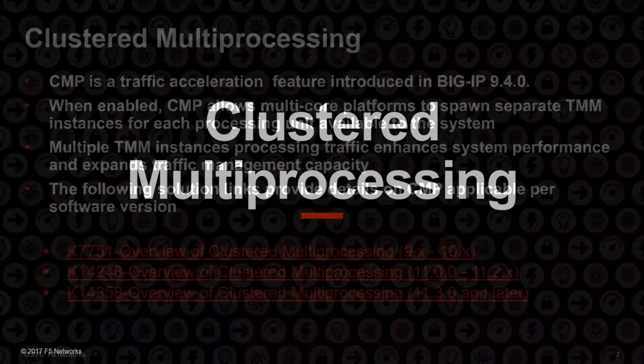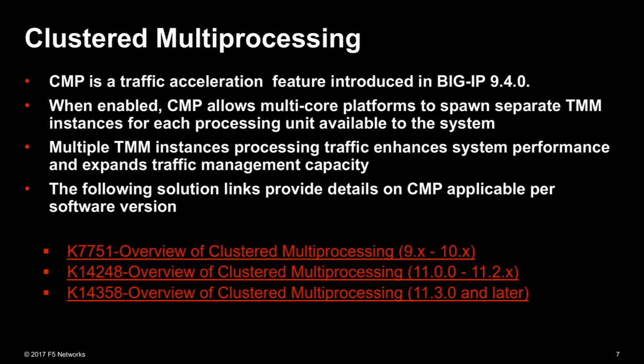So let's move on with clustered multi-processing. This is a traffic acceleration feature that was introduced a long time ago on version 9.4.0. This feature allows the Big IP platforms that contain multiple CPUs to run multiple Tmm instances. With multiple Tmm instances simultaneously processing traffic, the system performance is enhanced and traffic management capacity is expanded. So that's the idea of this feature.